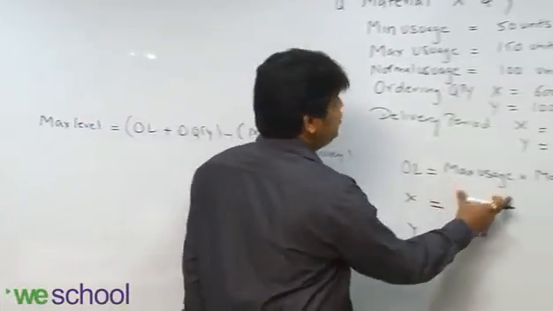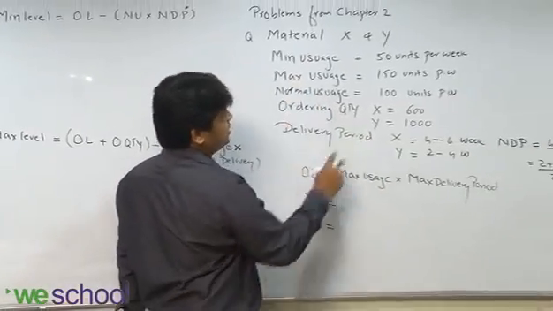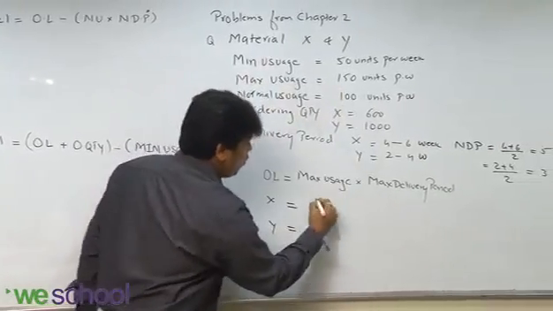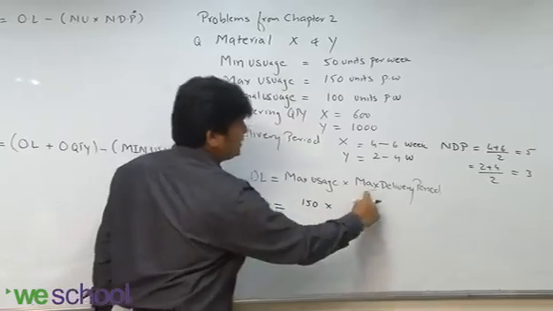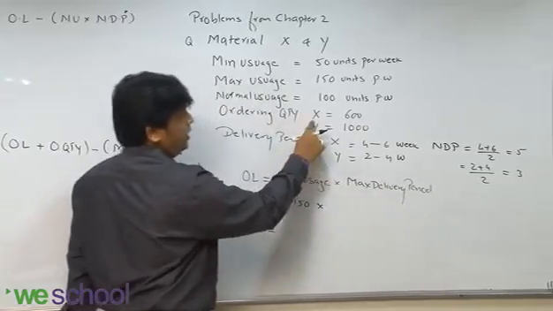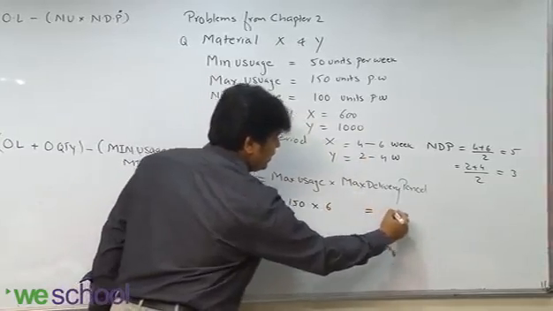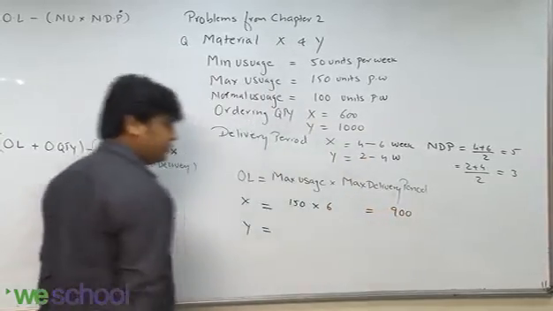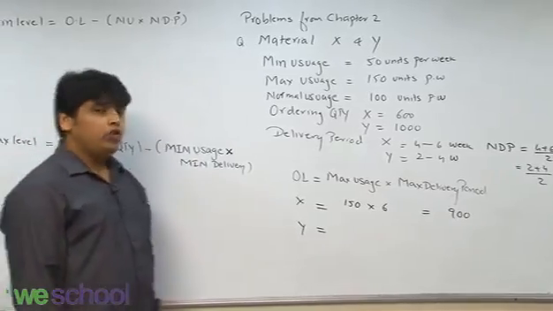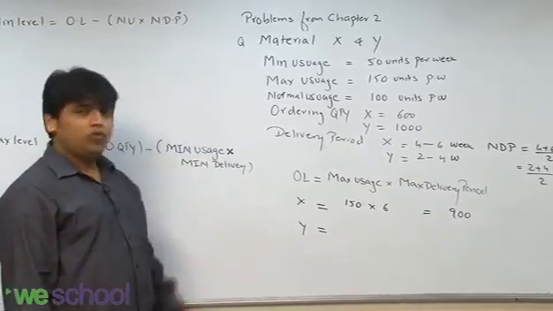Okay, maximum usage. What is the maximum usage? 150 into the maximum delivery period of X. The maximum delivery period of X is 6. So that gives me 900, if I am not wrong. If I am wrong, it is because of you. I will tell people that it is because of you.